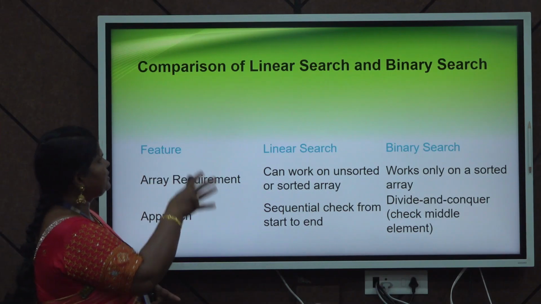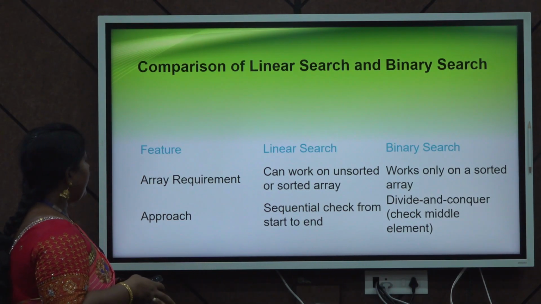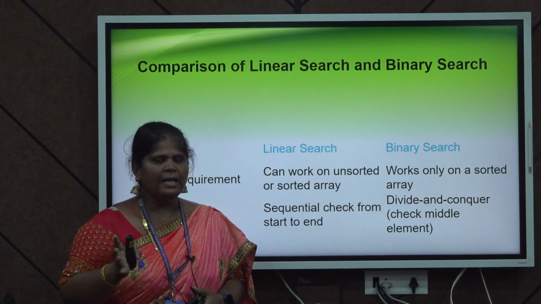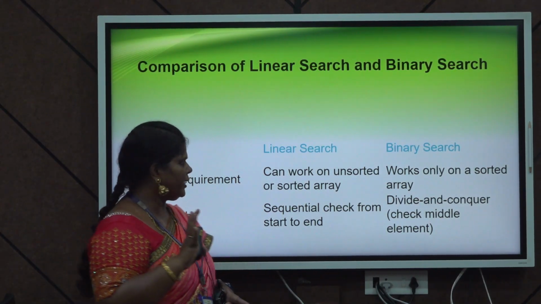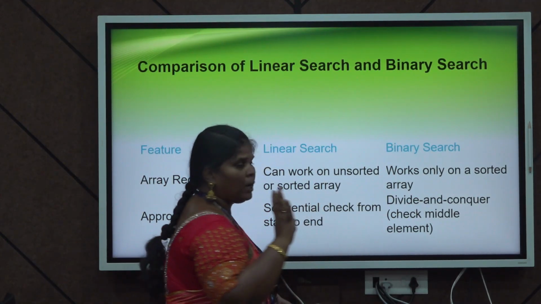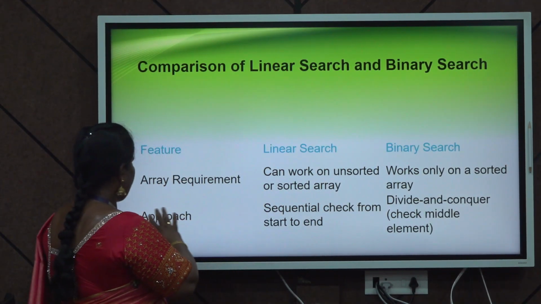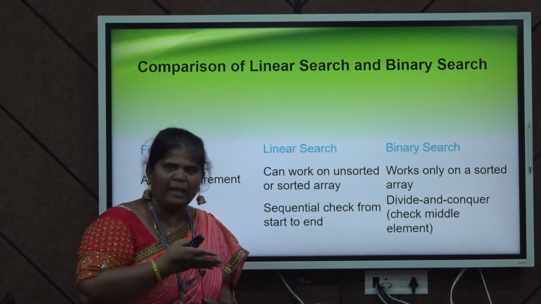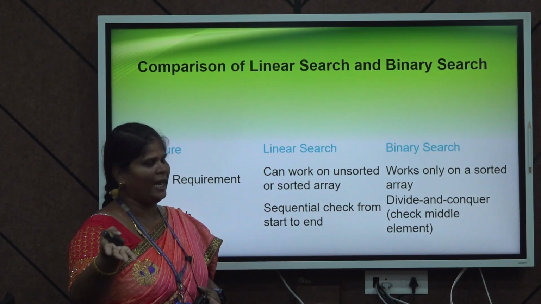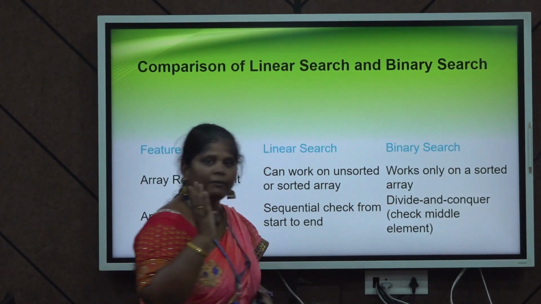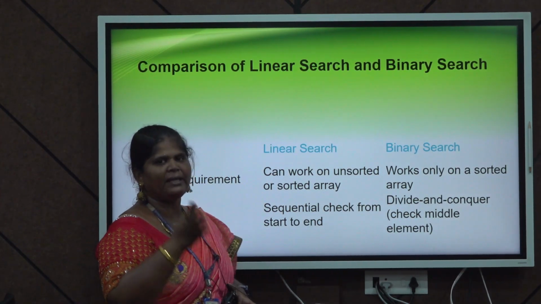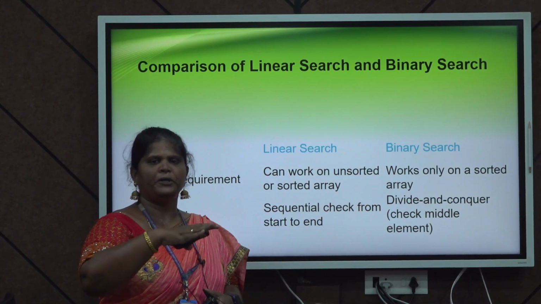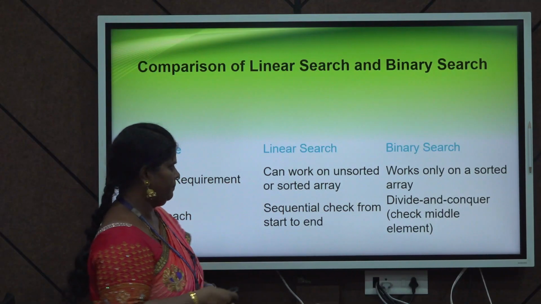And this is a comparison between linear search and binary search. Array requirement: linear search is very simple, it can work for sorted or unsorted arrays. For binary search, it works only on a sorted array. Linear search approaches by sequential checks from start to end, so we have to check all the elements. But binary search uses a divide and conquer strategy to find the middle element, and we move the low pointer or high pointer to mid plus 1 or mid minus 1.